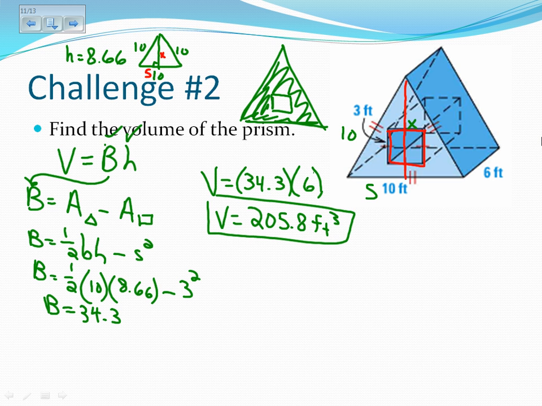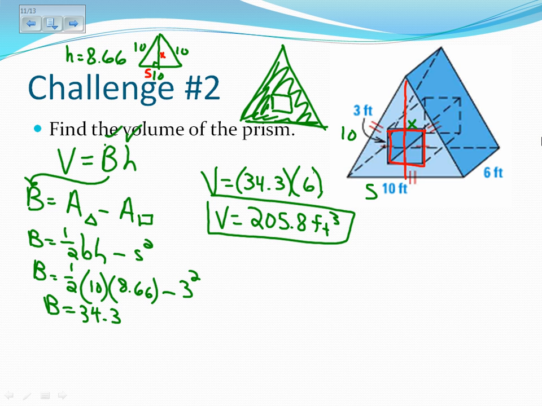So just to recap, volume is the base times the height. Be careful what your base is. The bases always have to be congruent, right? The base is not always the bottom. Find the area of the base. Well, this is what took us so long here. It was one of those complex shapes, so we had to do the area of the triangle minus the area of the square. In order to find the area of the triangle, we had to do another step.